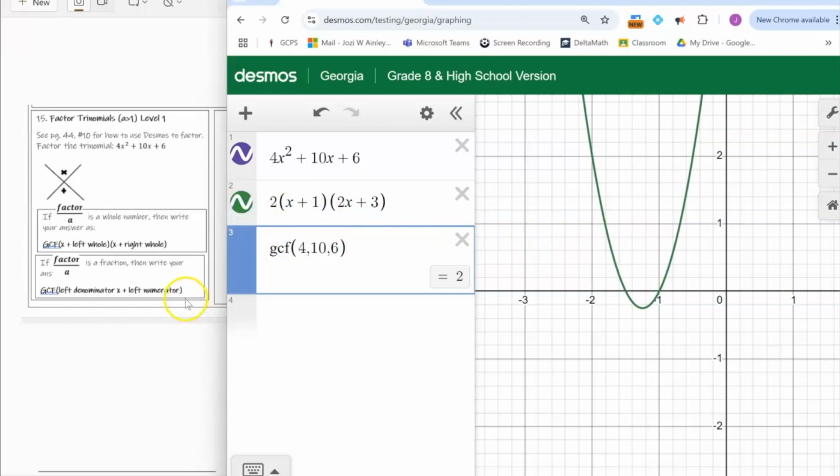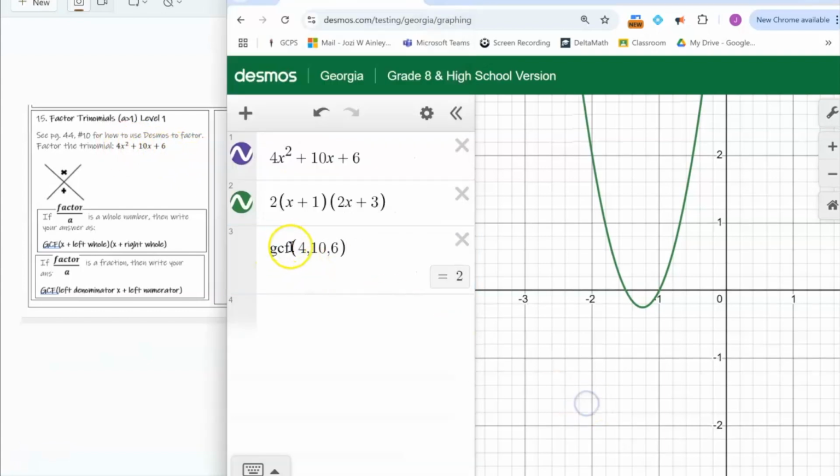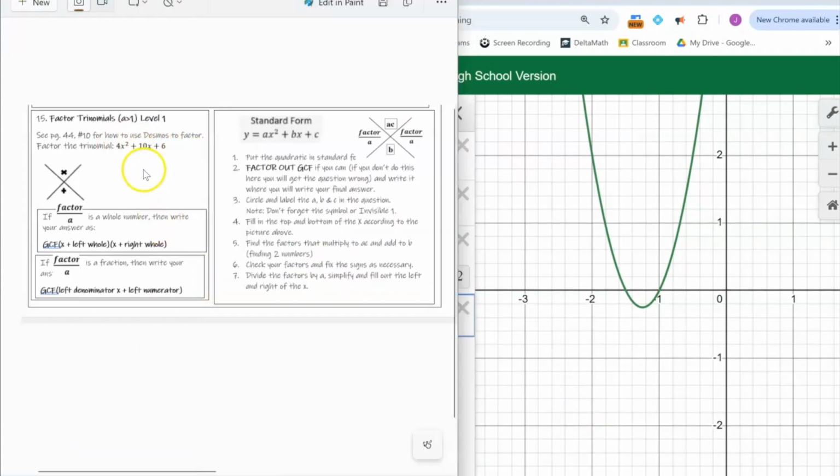But now we're going to talk about how do I do the exact same thing but using my head. So no calculator basically. So here are the steps. You're going to put them in standard form. In other words, it needs to look like this: ax squared plus bx plus c. It already does look like that. Cool. Factor out the GCF. We did that. You just type in GCF. It's 2. So the GCF of that is 2.